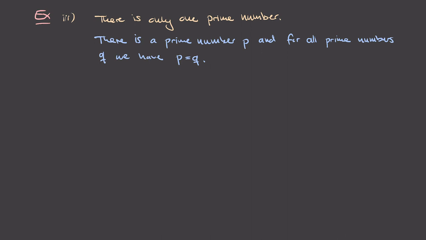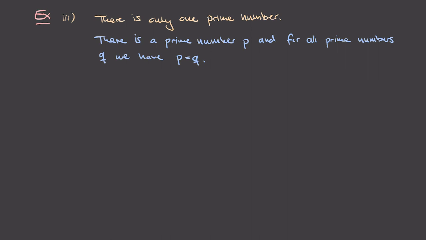So the statement in blue is saying that on the one hand, there is some prime number p, but also for all prime numbers q, we have that p is equal to q, which means that if we take any other number which is a prime number, in fact, that prime number is equal to the original prime number p. In summary, there is only one prime number because if we take any other prime number, it's equal to that original prime number p. So this statement in blue here is the same as saying that there is only one prime number.